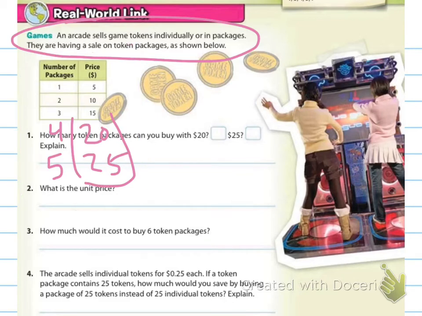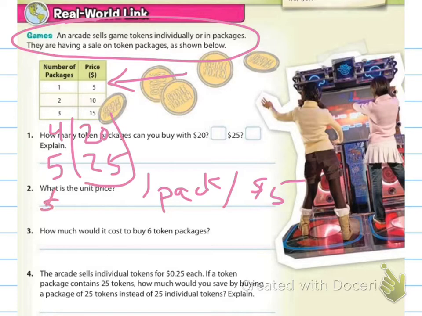The next thing is that it wants us to say what the unit price is. Well, luckily, for one package, it's $5, and so that would be our unit price. One package for $5, or $5 per pack. That would be a better way of writing it for one pack.